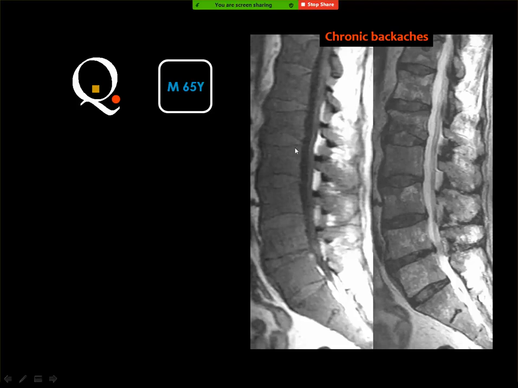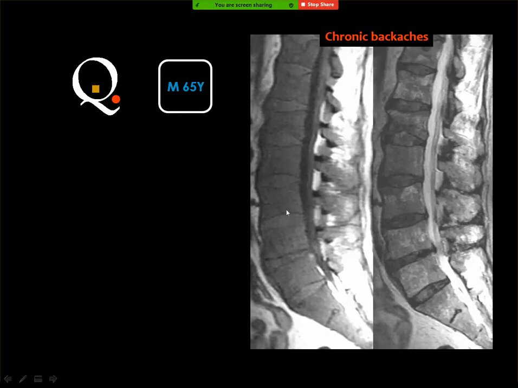And this diffuse low signal is assessed by comparison of the vertebral body to the intervertebral disc. Normally, the bone marrow is fatty and is very bright compared to the intervertebral disc. But if you see that the intervertebral disc is brighter than the bone marrow, then you should look for a pathology in the bone marrow.